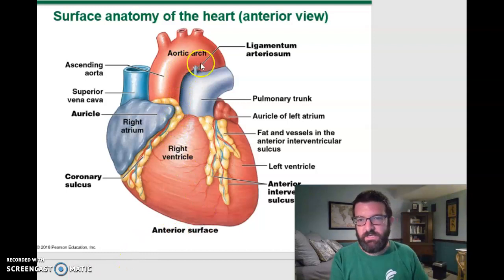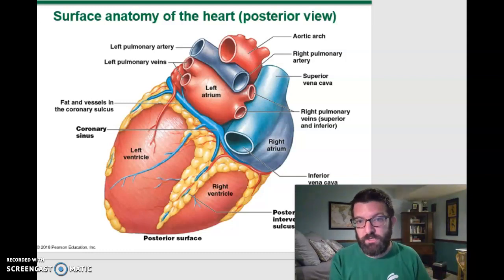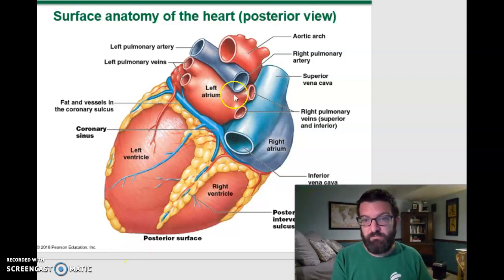You can also see this little tiny ligament that holds the pulmonary trunk and the aorta together. It's called your ligamentum arteriosum. Very Harry Potter, I know. If you look at the back of the heart, you can also see a bunch of vessels and all four chambers, right? Left and right atria, left and right ventricles.